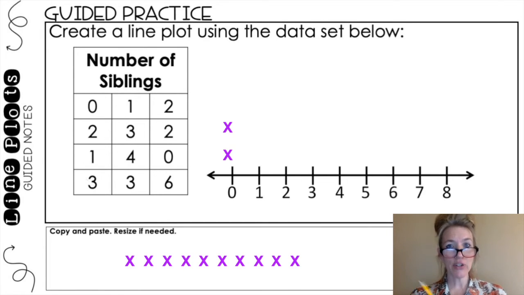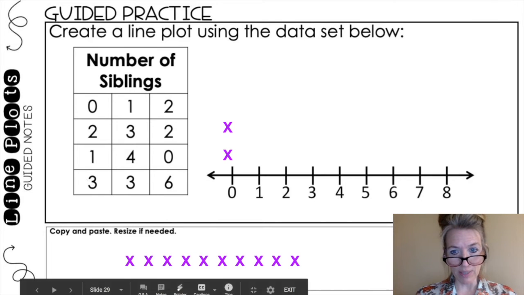Guys, as you're arranging these, you may have to resize your X, and it does take a little finagling. So if your X's are not perfectly on top of one another, that is okay. Don't stress about that. You're not graded on how beautiful your line plot is. I do want to make sure that they're accurate and they have the correct number. But if the spacing is a little bit off, that's perfectly fine. We're not going to sweat the small stuff.